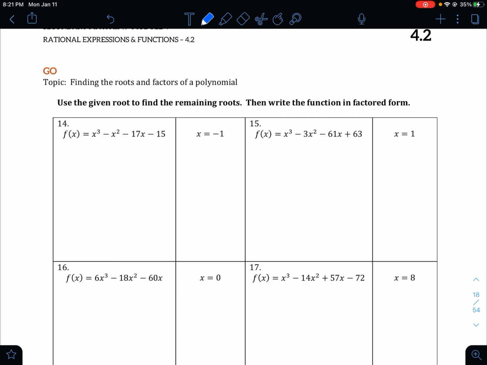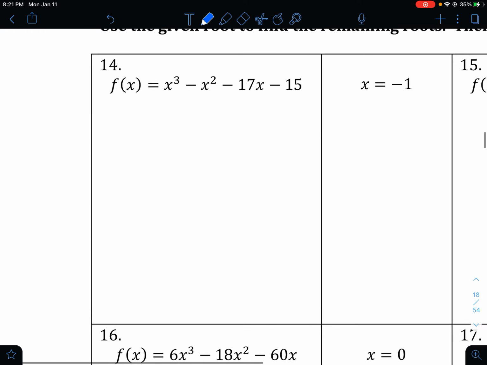All right. So it says, use the given root to find the remaining roots. Write the function in factored form. All right. So let's go ahead. They gave us the root of x equals -1. So if the root is x equals -1, that means that a factor is going to be x plus 1. Remember, you have to change the sign.